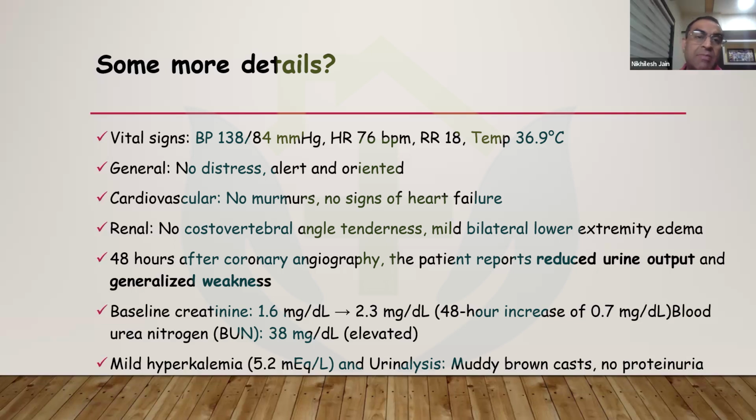So can anybody tell me what is happening here? You can put it in the chat box. Contrast-induced nephropathy, perhaps leading to rhabdomyolysis and generalized muscle weakness. Why are you thinking in terms of rhabdomyolysis here? This generalized weakness is also there, and there's a muddy brown part of casts. Worsening of renal dysfunction?